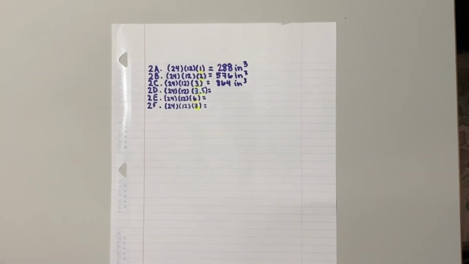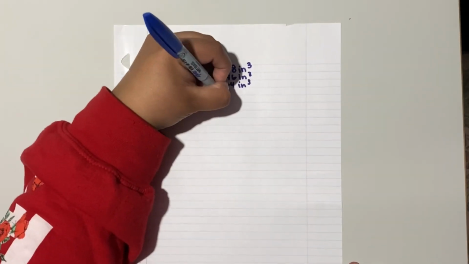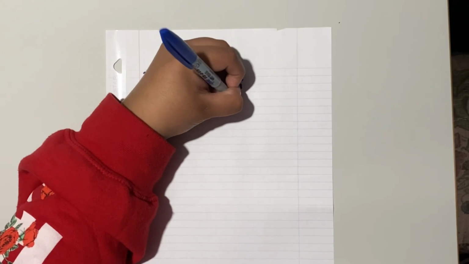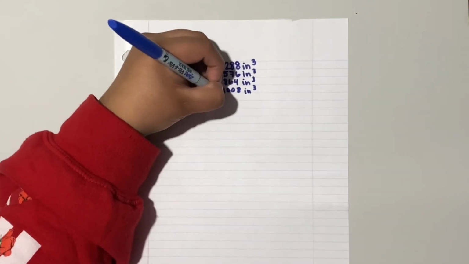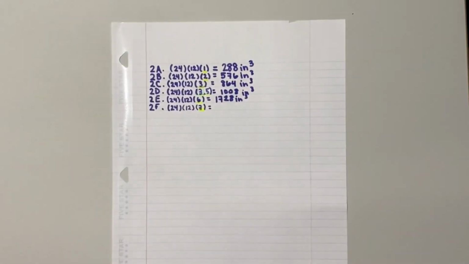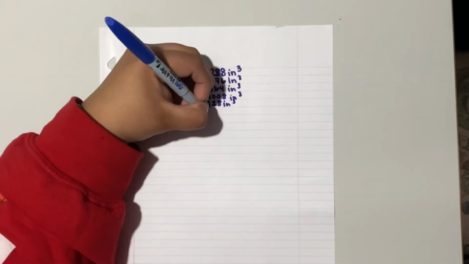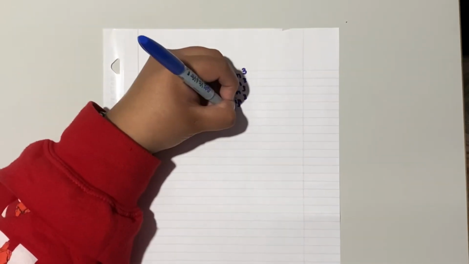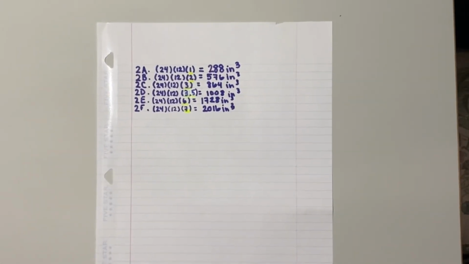Next, we have 24 times 12 times 3.5, which is 1,008 inches cubed. Our next equation is 24 times 12 times 6, which is 1728 inches cubed. And then finally, our last equation is 24 times 12 times 7, which gives us 2016 inches cubed. All right, now we're done with part 2.